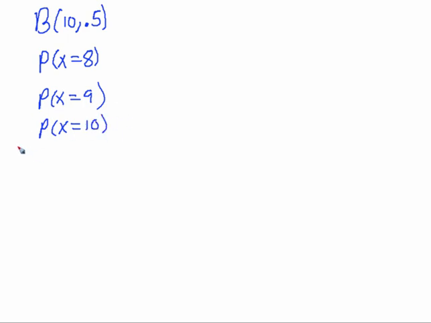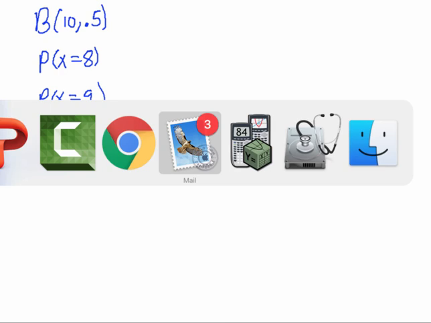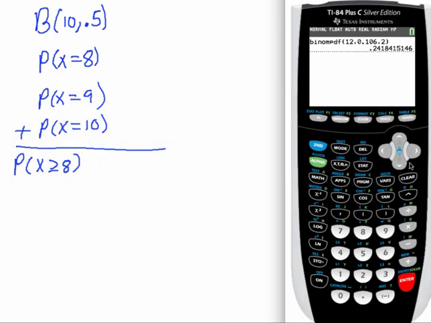When I take those three numbers and add them all together, I'm going to get the probability of x being greater than or equal to 8. That will be the result of it. So let's get after that, because we're going to use the calculator to calculate each one of those. Let's get my calculator up here. I'm going to show you a shortcut, but let's do it the long way first, and then we'll take a look at the shortcut.